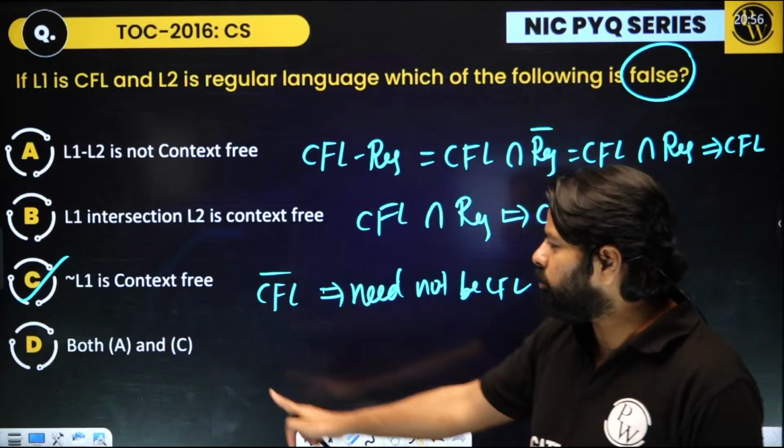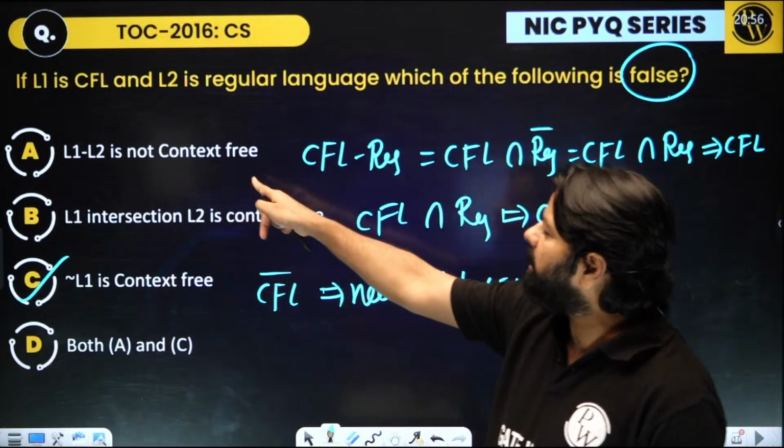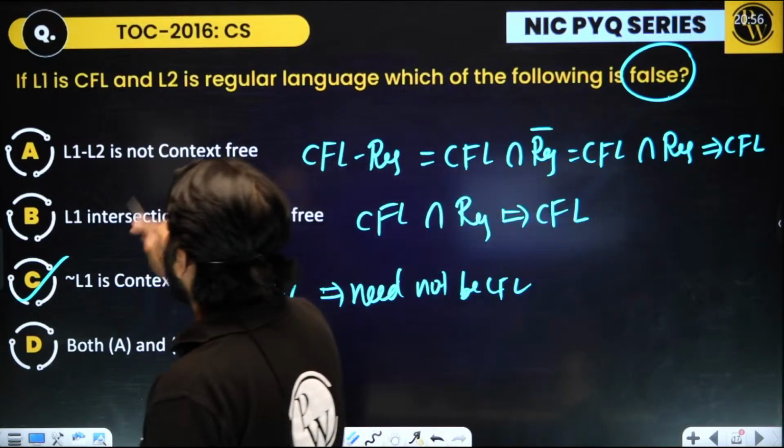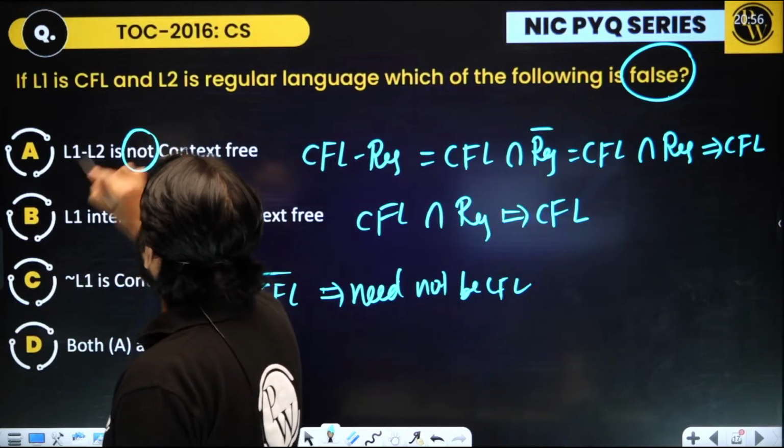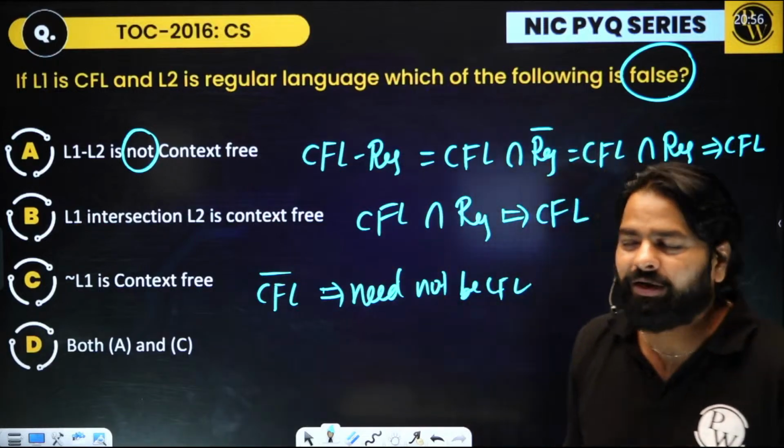Option C. So don't choose A and C. That's A, L1 minus, oh, sorry. It's a not, oh, I'm very sorry. L1 minus L2 is a not context free. I was reading like context free. Okay, it was my mistake.